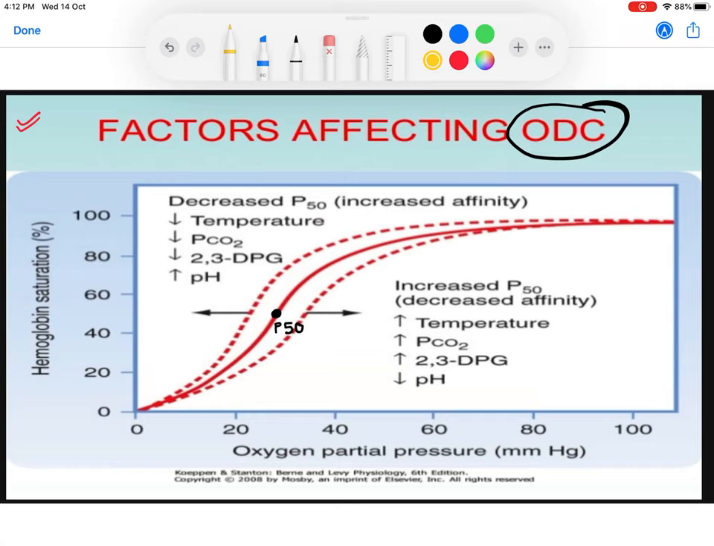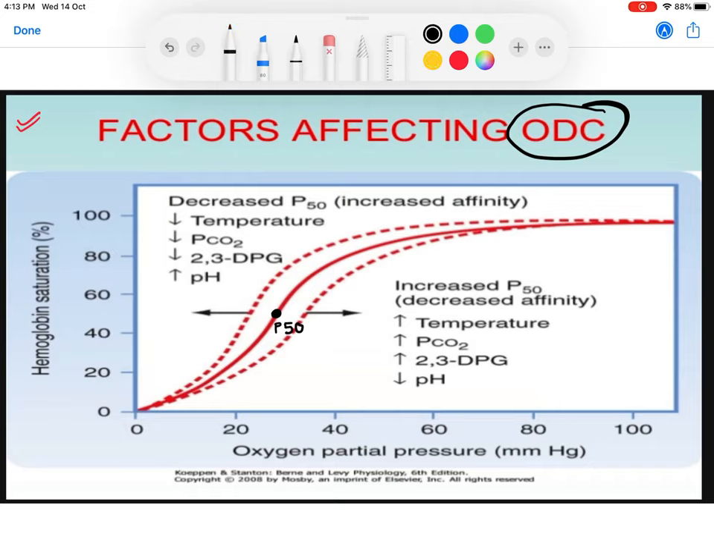So P50 is the point on the graph where you have partial pressure at 50%, right? So oxygen partial pressure, when it is reaching the effect where it has saturation of 50%, that point is known as P50. So that's what you are supposed to remember, point P50. So 50% of the hemoglobin is saturated, that point is taken as a reference.